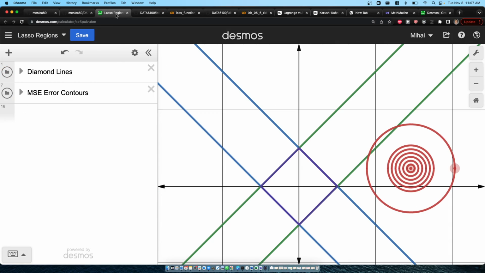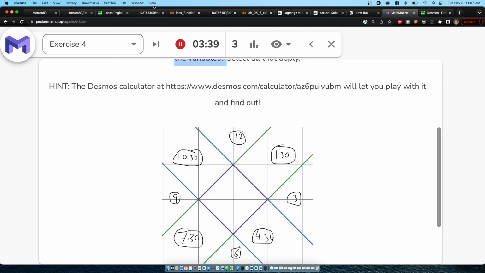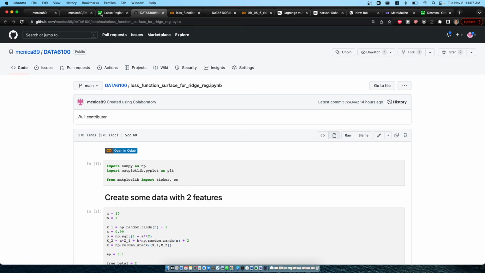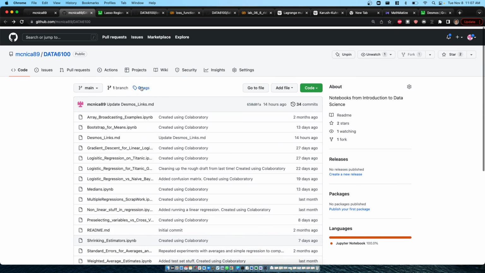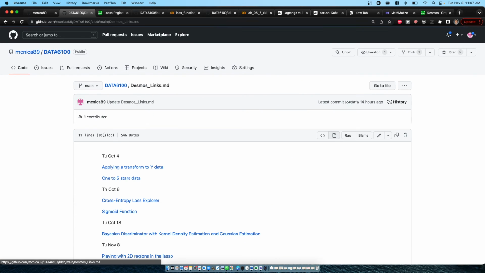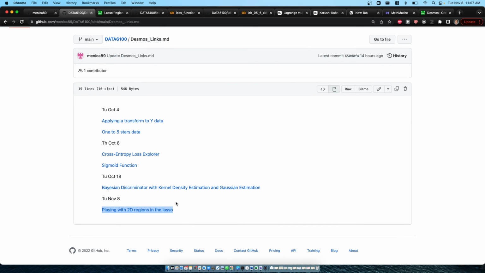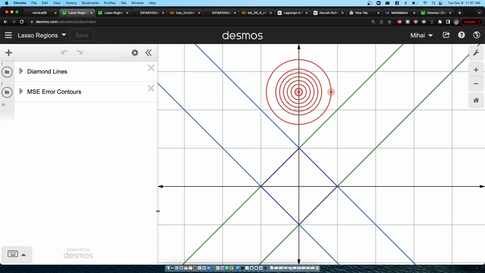And if Mathematize doesn't let you use the link, probably the easiest way is to go to the course GitHub, and then you click on Desmos links. Today's November 8th, playing with 2D regions in the lasso. That link should take you to the right spot. Let's see if it's working. Okay, yeah.